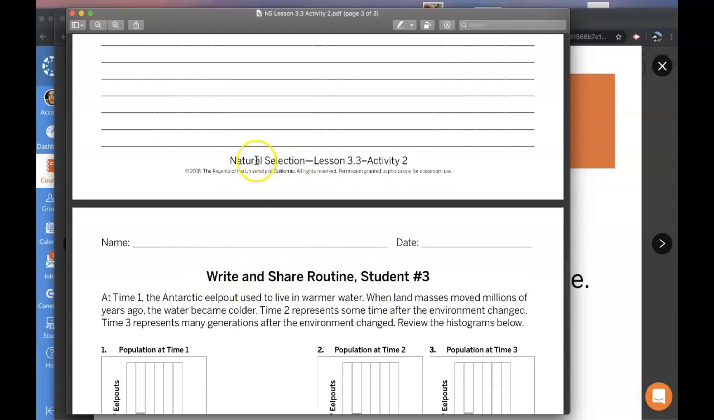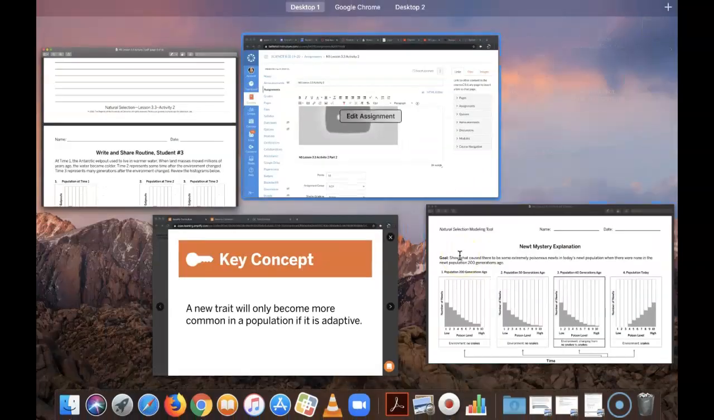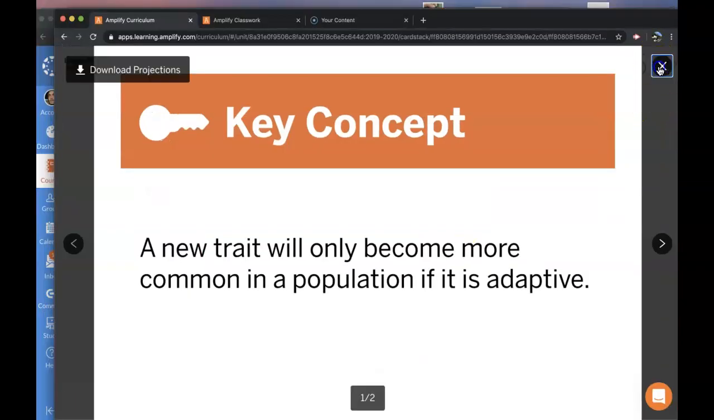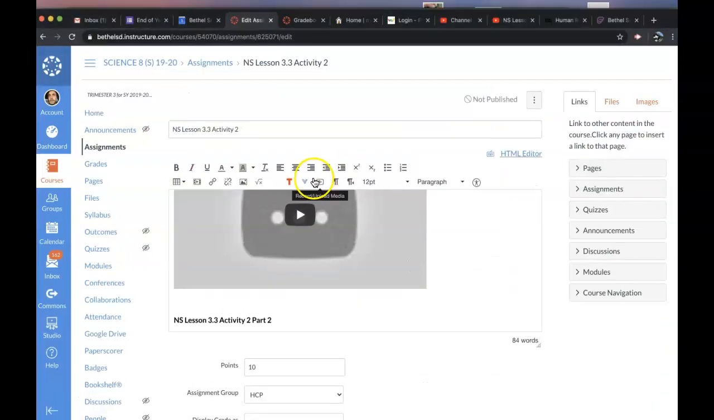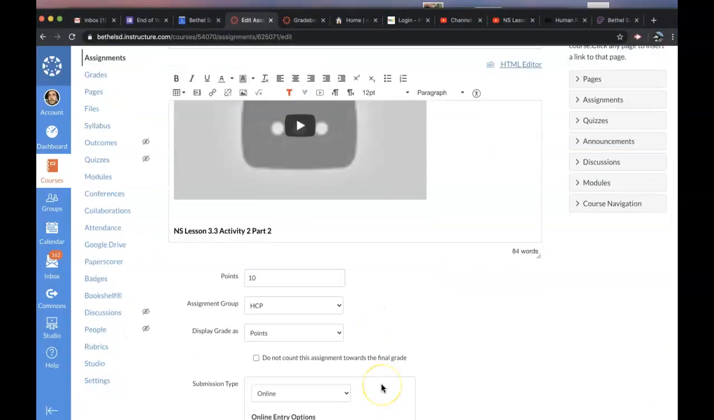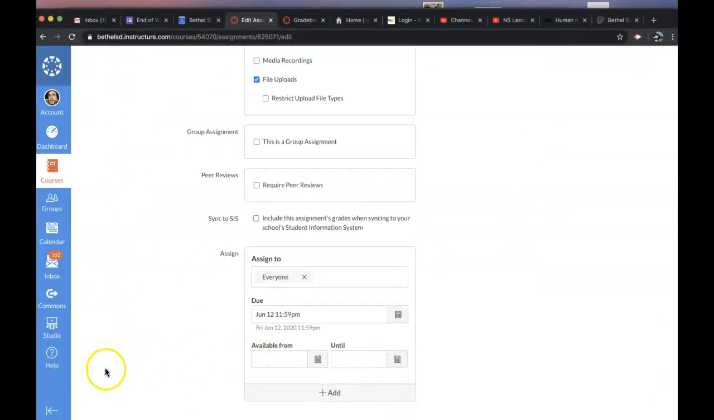Make sure that you've turned this into Canvas when you're done, and also make sure that you mark that you're submitting it. There's nothing to hand in in Amplify because you're doing your work in Notability. So turn in your write and share routine into Canvas and then move on to the next lesson.